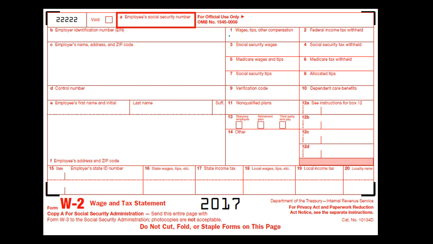Then we go through the points where we will spend most of our time looking at the actual reporting of the numbers. We're most familiar probably with the first box, which is wages, tips, and compensation. Note that this box, however, is not the best representation of total wages because it will be reduced by things such as a 401k plan and possibly a cafeteria plan.